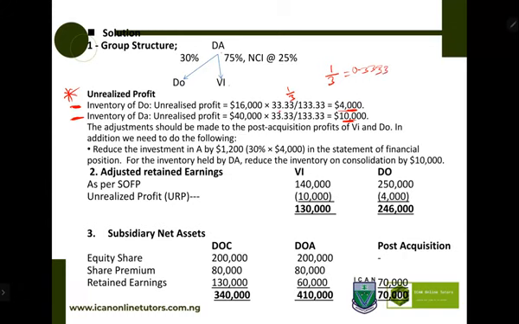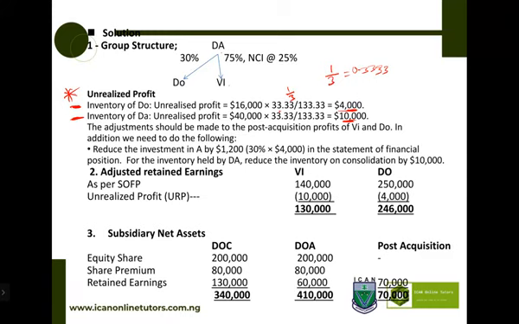So 33.333 over 100 plus 33.333, it will give you 33.33 over 133.33. Then multiply by 16,000. You are fine. Is that taken? All right. Do the same for that too.